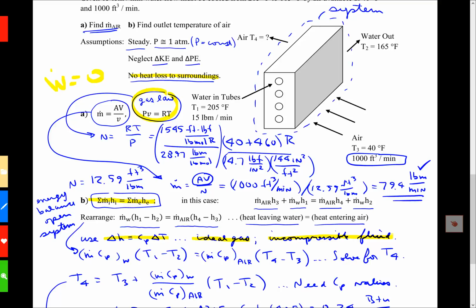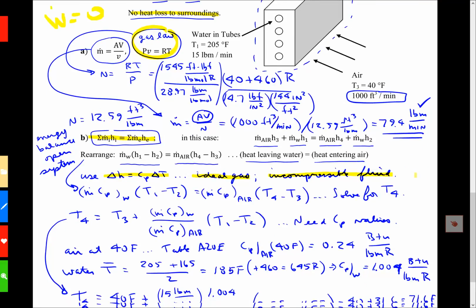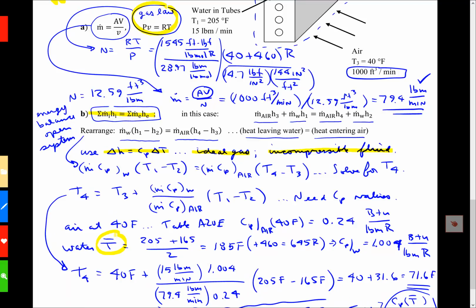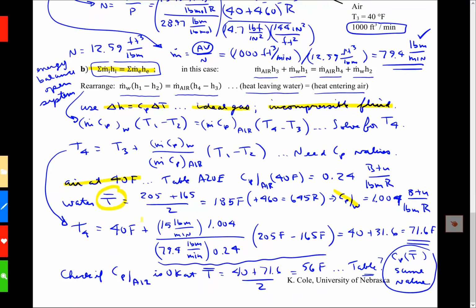We had to use English units for this problem, of course, and we used an average value for finding the Cp for the water. We didn't do that for the air. We only had one value for 40 Fahrenheit, but at the end we went back and we checked. And if you check to make sure that your Cp values agree with the average temperature value, then all will be well.